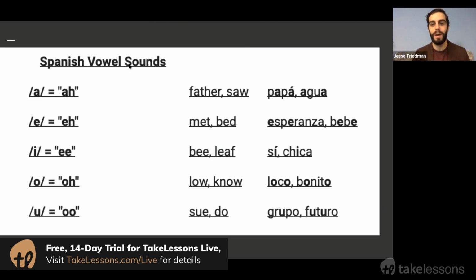Type them into the chat, please. Papá, agua. Anyone knows what those mean in English? Any guesses? Throw them into the chat.